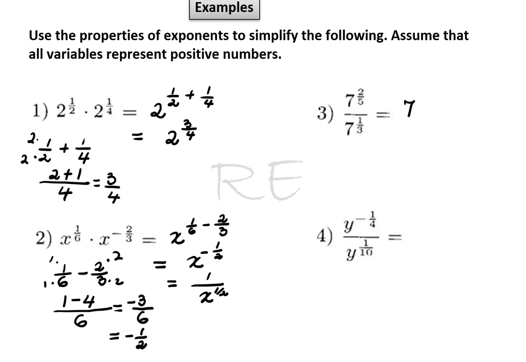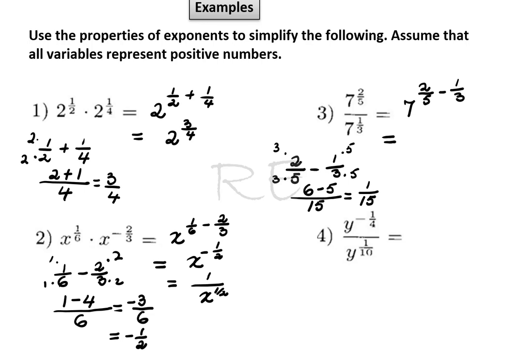7 to the 2/5 divided by 7 to the 1/3 will be equal to 7 to the 2/5 minus 1/3. The common denominator is 15, 3 times 5. And 2/5 becomes 6/15. 1/3 becomes 5/15. And 6 minus 5 is 1. 1 over 15. So our answer is 7 to the 1 over 15.